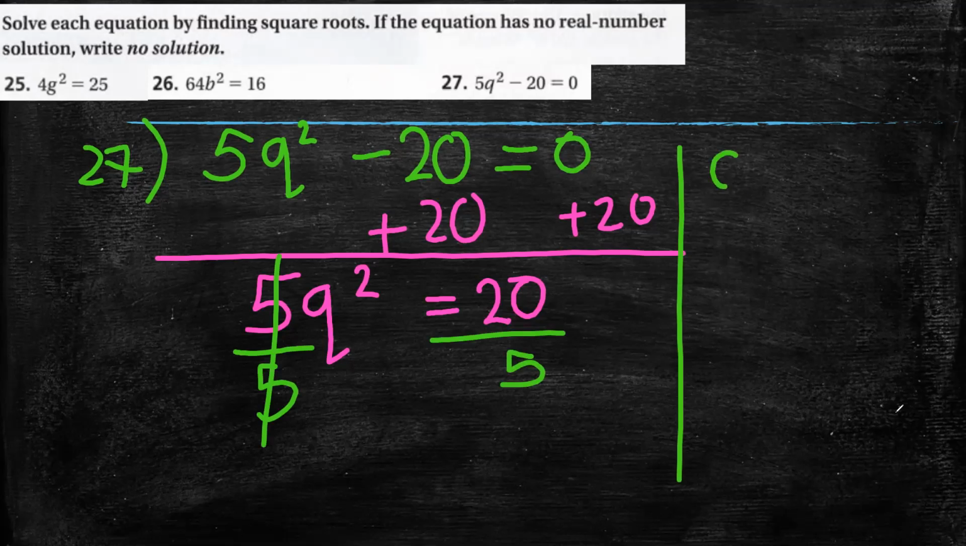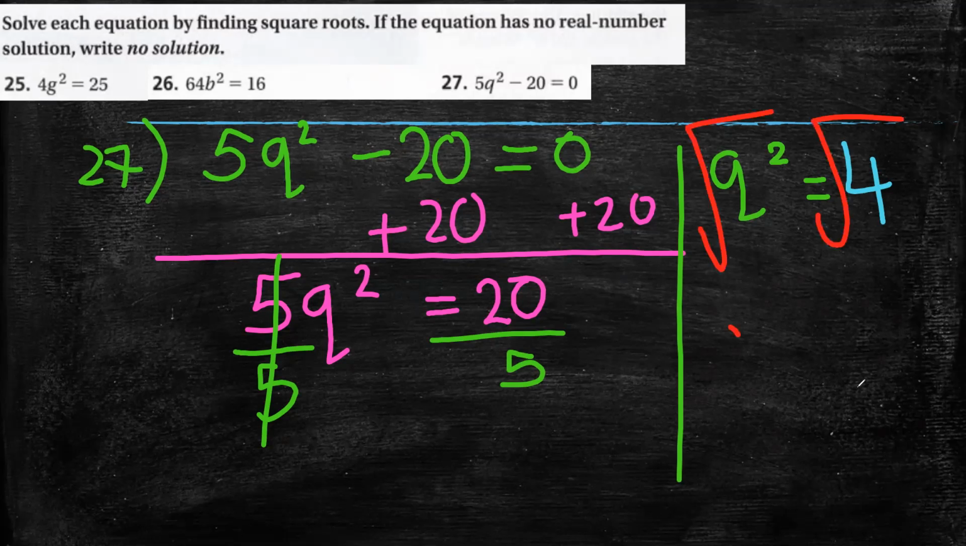So q squared equals what? 4. Is it right? Then the square root. So q will be, what is the square root of 4? 2, and negative 2. So I have two solutions, 2 and negative 2. Now let's graph it.